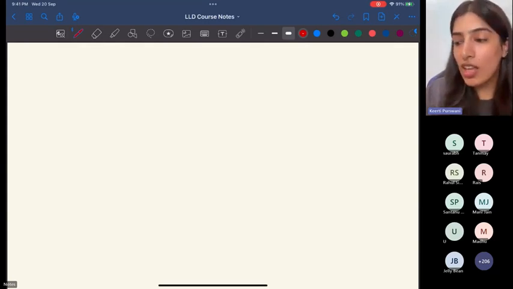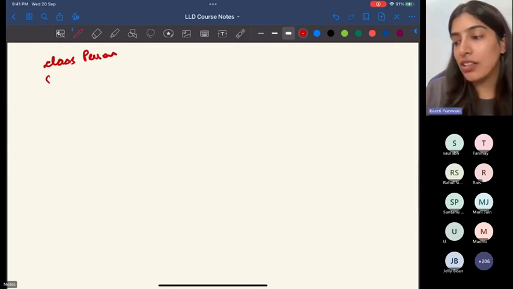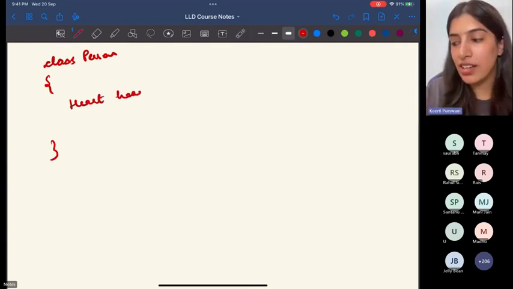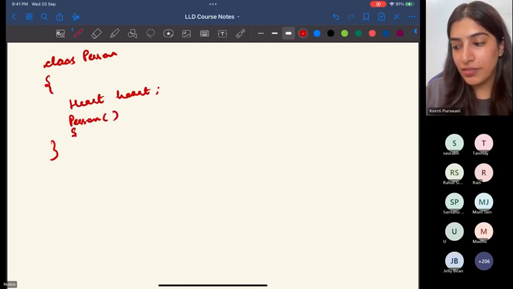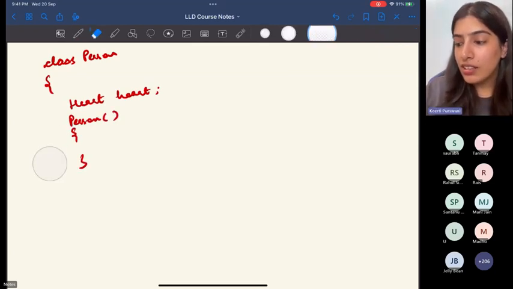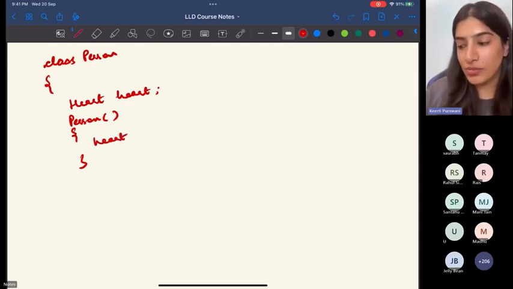So now, when I say class Person is going to have a heart, it has a heart. Now, in the Person constructor, am I creating this heart or not? Heart equal to new Heart, or something.